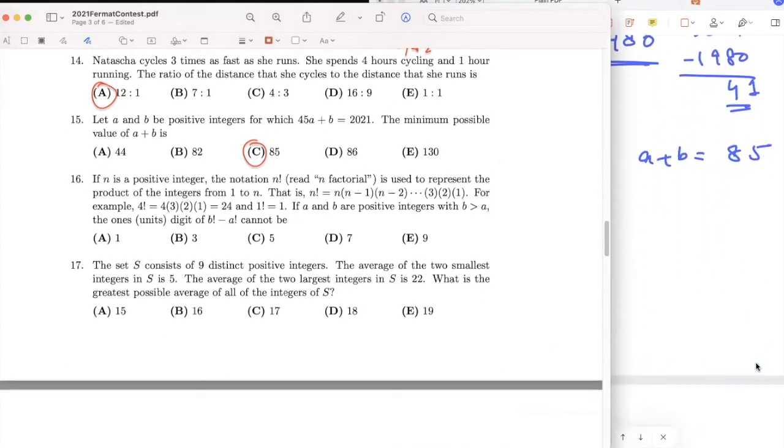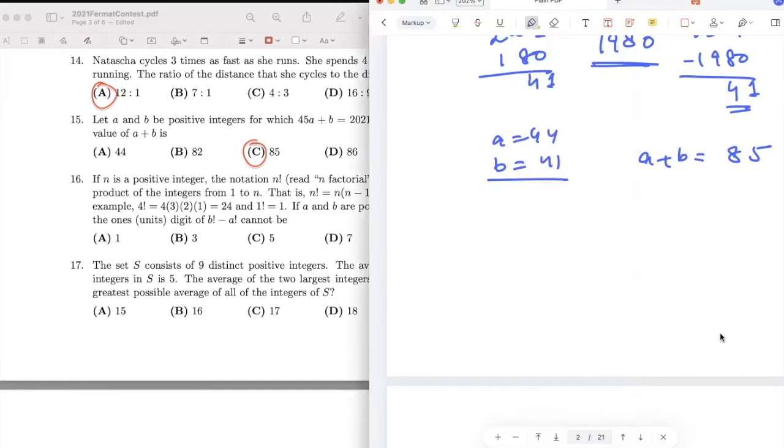Okay. If n is a positive integer, the notation factorial n is used to represent the product of the integers from 1 to n. If a and b are positive integers with b greater than a, the ones unit of factorial b minus factorial a cannot be. Okay, so this I think we can do by trial and error. So factorial 1 is 1, factorial 2 is 2. So 2 minus 1 is 1. So 1 is possible. Okay, so option A is out.